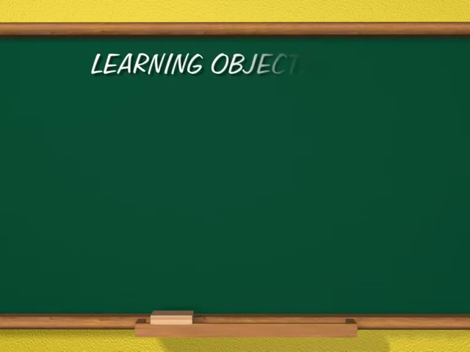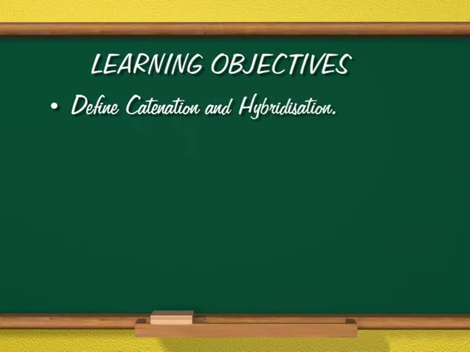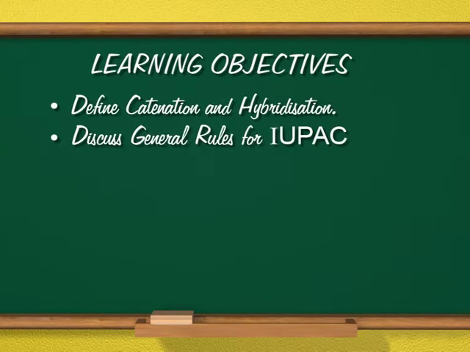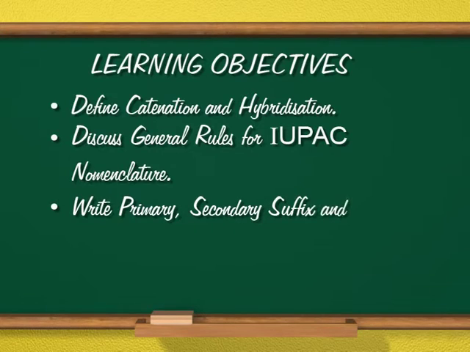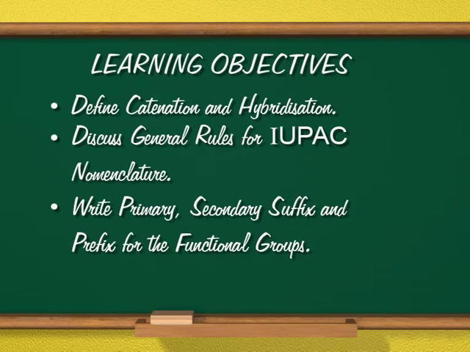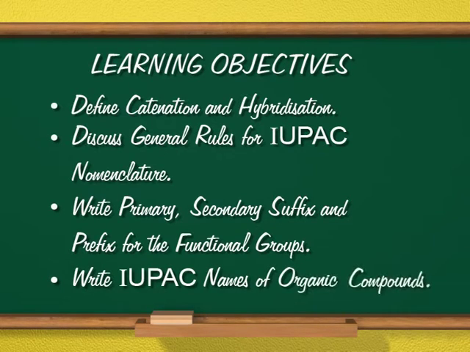Upon completion of this topic, learners will be able to define catenation and hybridization, discuss general rules for IUPAC nomenclature, write primary, secondary, suffix and prefix for the functional groups, write IUPAC names of organic compounds.